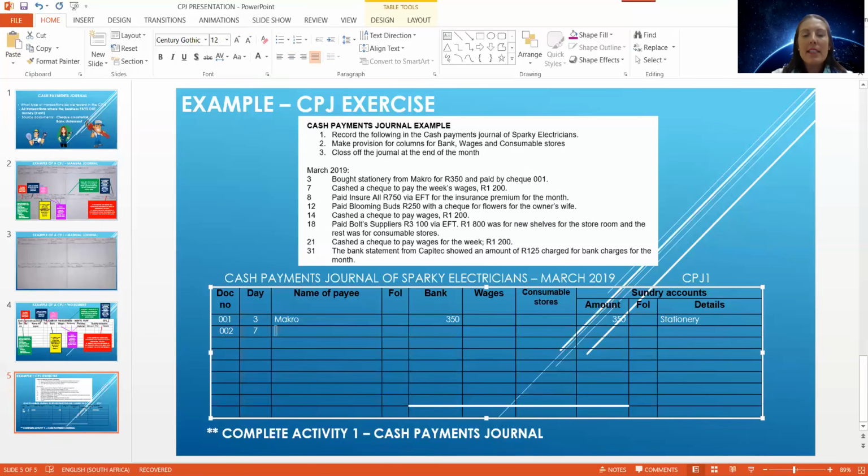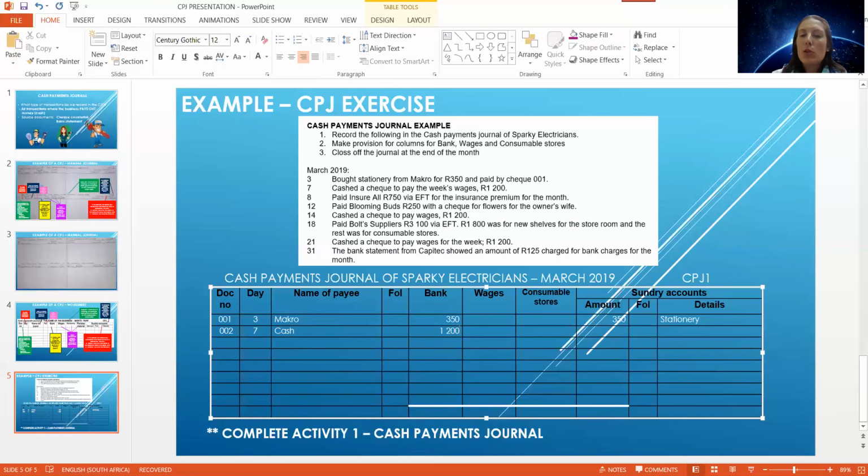Right, the date is the 7th. Is there a name from a person or a business whom we paid? No, because we cashed a check. So then in your name of payee, you will write cash. Folio we leave open. What's the amount that we are taking out of our bank account? 1,200. Put it in the bank column. Write it in the bank column.